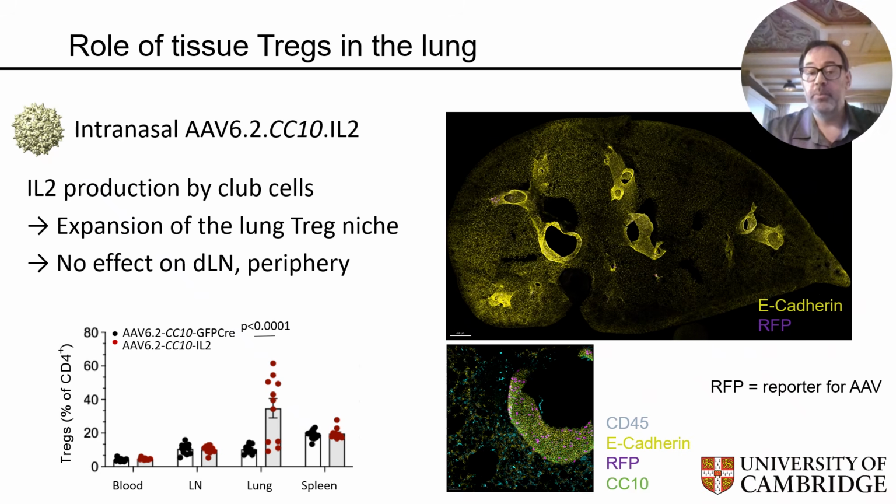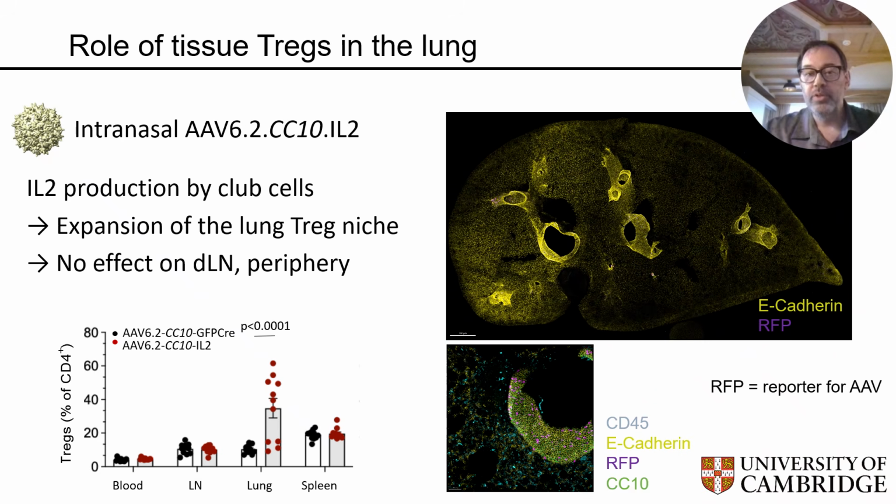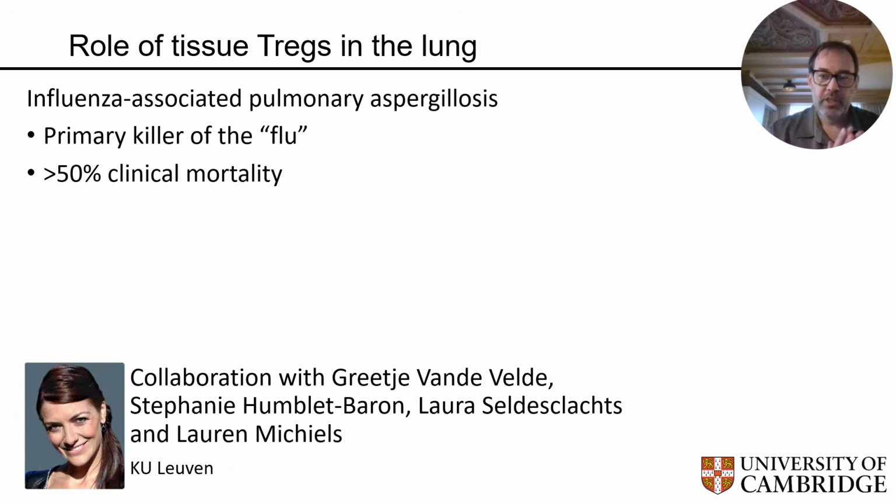We've used this system to boost IL-2, but we've also shown that you can use it to give you lung-specific expression of other cytokines such as IL-10 or IL-1RA. So we've got this system now, and we can boost regulatory T cells just in the lung tissue while leaving the rest of the body normal. Now we want to look at what happens in a challenge situation.